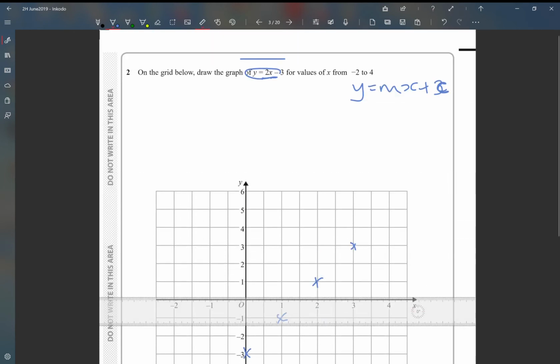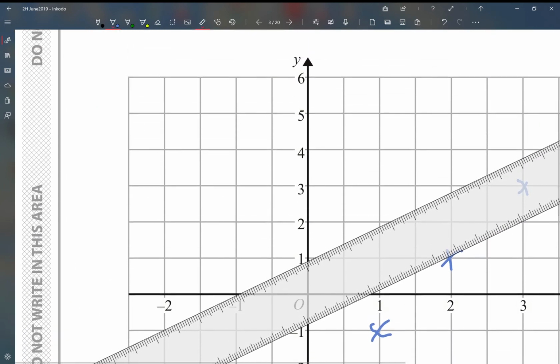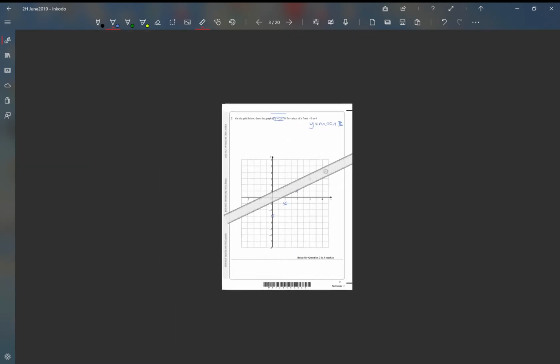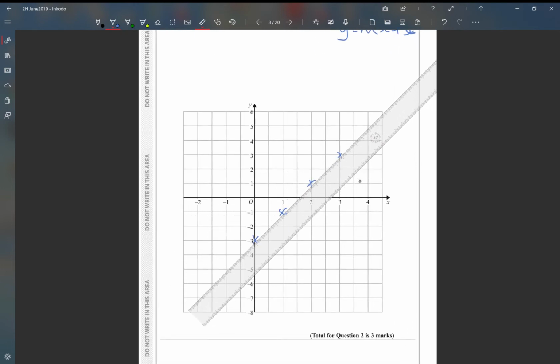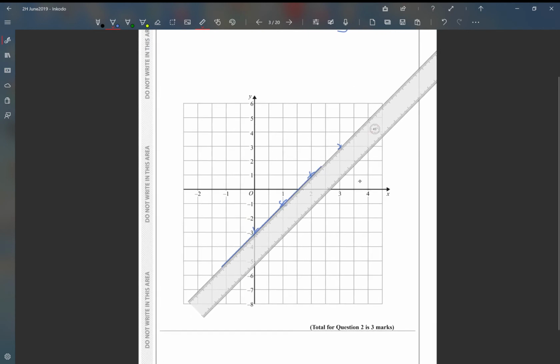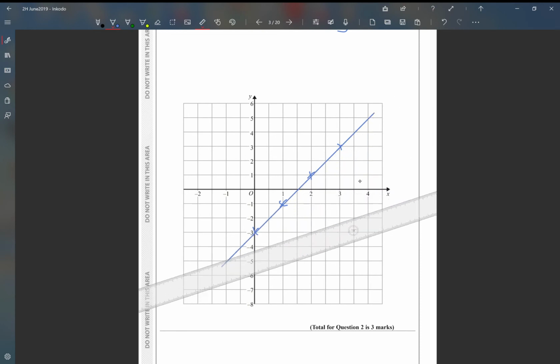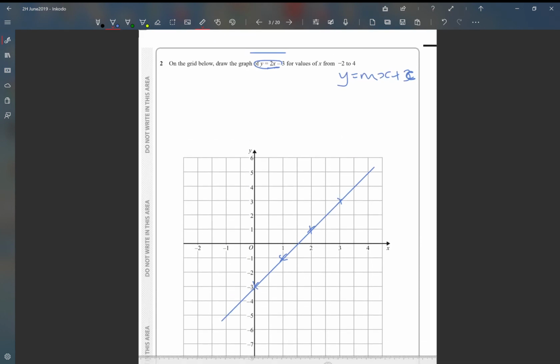And then grab the ruler, draw through. So this is a question 2 in the higher paper. It's probably a grade 4 on this one, roughly. It's nice to know sometimes what they're grading.